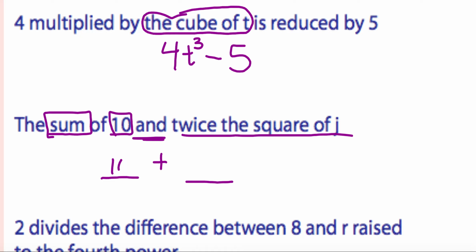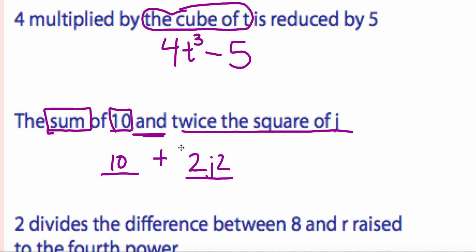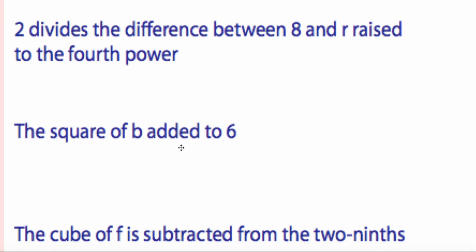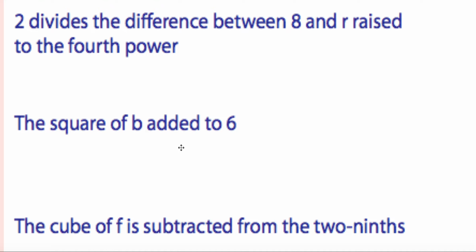So 10 goes here, and I'm combining that with twice. Twice means I multiply by 2. The square of j means j squared. So then I'm just going to take this and I'm going to drop it down into my spot. So the answer to this would be 10 plus 2j squared. I should have put that squared a little higher, but I think you were paying attention as I wrote it. All right, let's look at a few more.